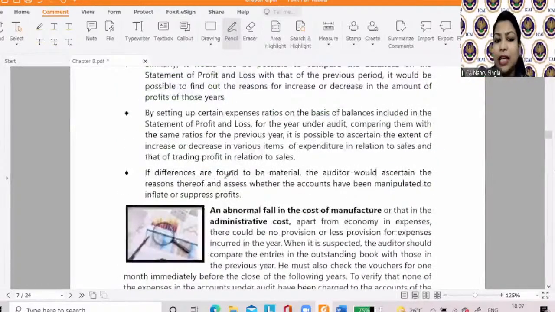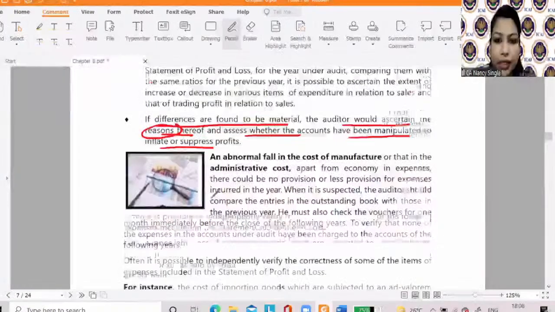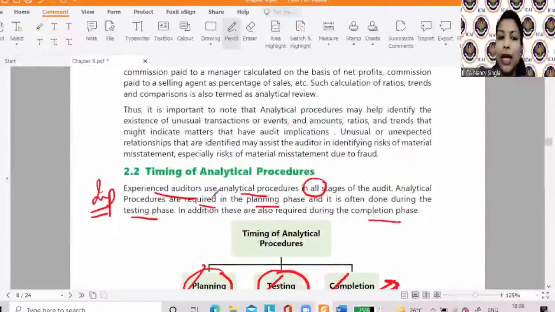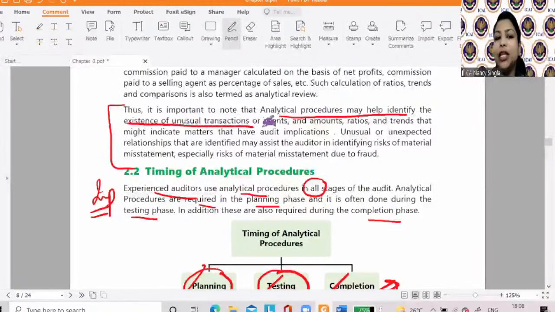If differences are found to be material, the auditor would ascertain the reasons. The auditor will ask the management and assess whether accounts have been manipulated to inflate or suppress the profits. Very simple. So I can conclude that analytical procedures may help identify the existence of unusual transactions or events, amounts, ratios, trends that might indicate matters that have audit implication. This is basically saying that it is an attention directing process.